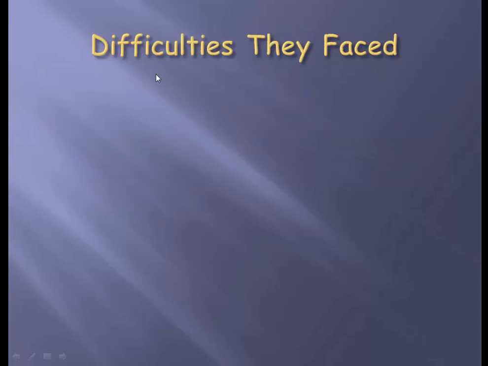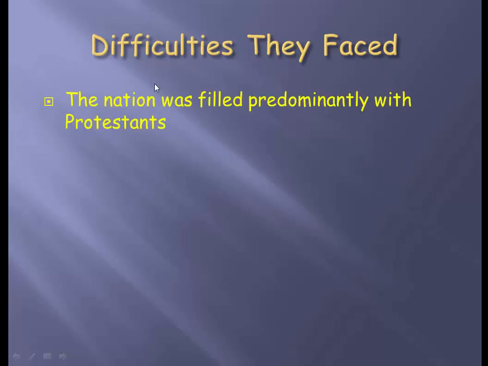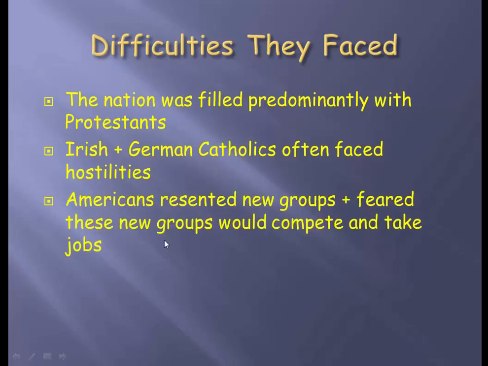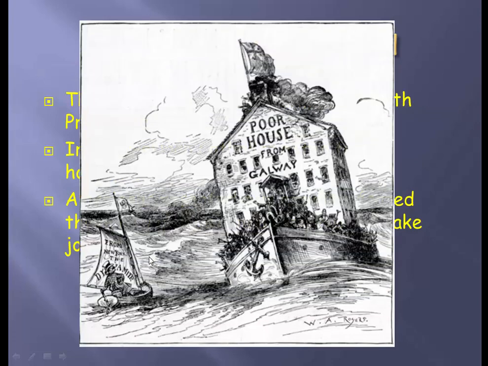So there are some difficulties that these early groups faced. Number one, the nation was predominantly Protestant. And here come these Irish, and some Germans were actually Roman Catholic. So they faced a series of hostilities. They weren't liked simply because of their religion. Americans resented new groups and feared those new groups were going to spread new ideas, compete, and take my job. So that's the reason for kind of the anti-German and anti-Irish sentiment.